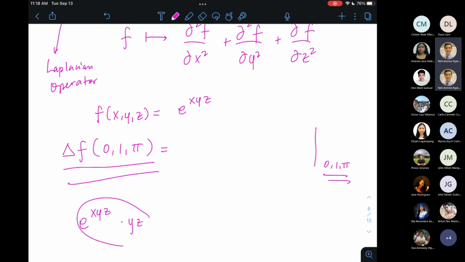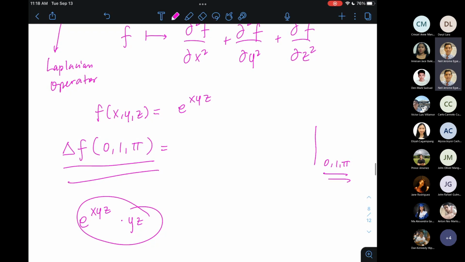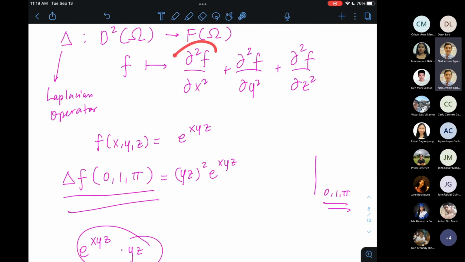Tapos kukunin ko ulit yung partial nito with respect to x. Ang partial niya with respect to x ay, tama ba? Sarili niya. Yz, e to the xyz, bababa si yz. So ito ay yz squared e to the xyz. Tama ba, guys?